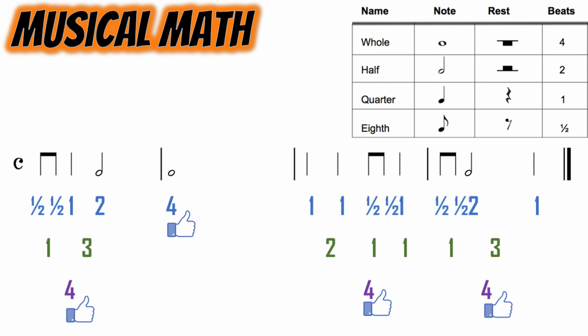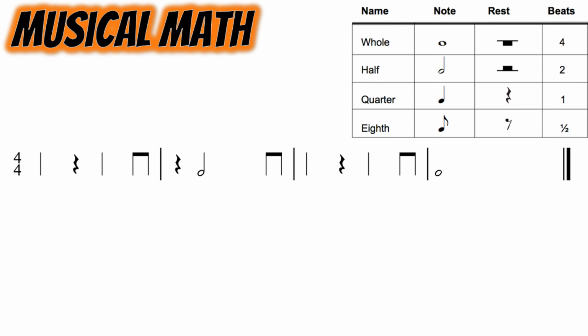Now let's look at one with some rests. Let's put the numbers under each note and rest, but this time I'm going to skip a step. When we have 2 1/8 notes together, we'll just call that 1. It looks like our last measure is good, and if we add up all the others, they all equal 4.